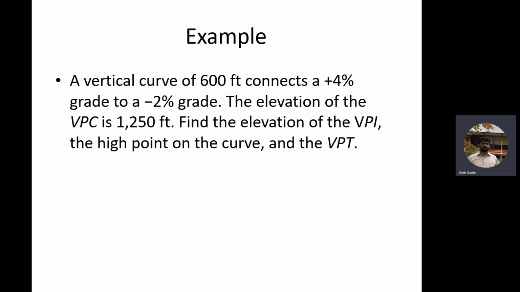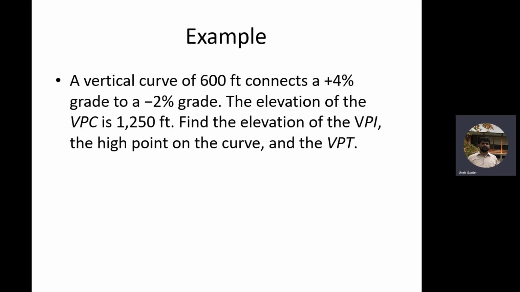Okay, a vertical curve of 600 feet length is given, G1 and G2 are given, and the elevation of VPC is given. So VPC means what? Beginning of the curve. Find out the elevation of VPI, the highest point of the curve, and VPT. Okay, so let us start.